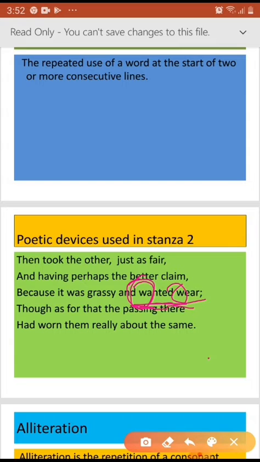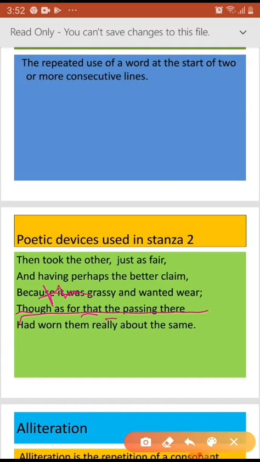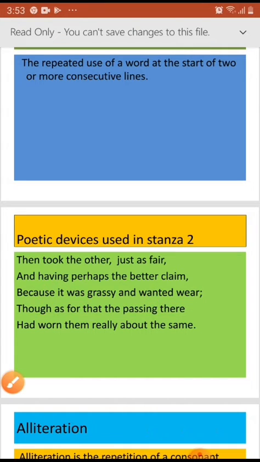Now children, let's see the second one. One more is here. Though, that, the. Here the sound is prominent. You can see the sound is prominent in this line. So this is also alliteration. W and W, and though, that, the, where the sound is prominent. So what is the definition of alliteration, children? Alliteration is the repetition of a consonant sound at the start of two or more consecutive words. I hope you understood.